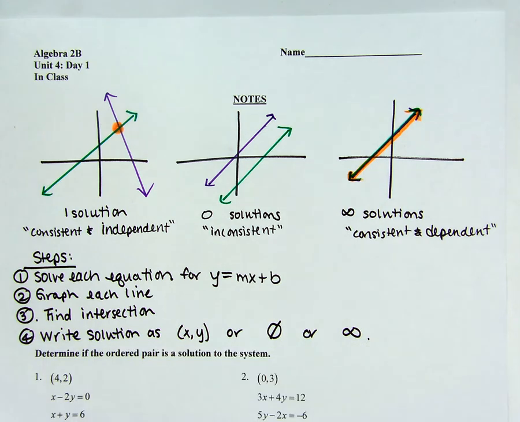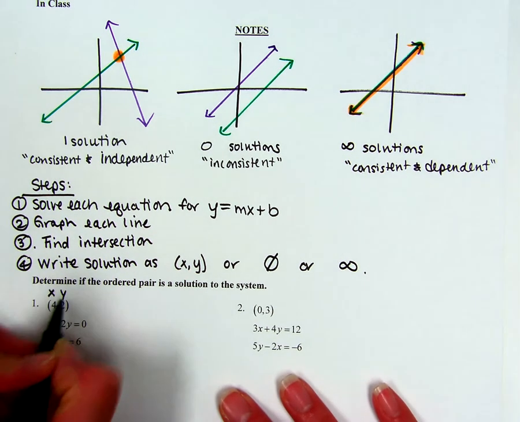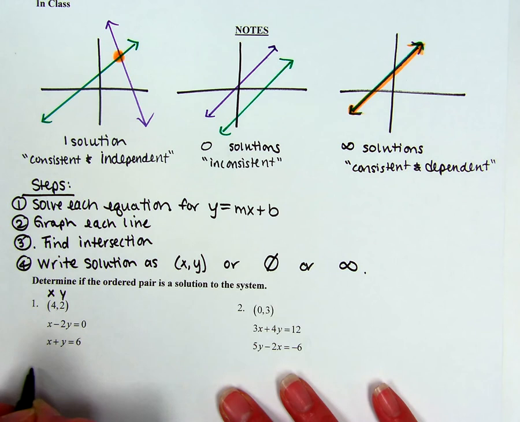All right, so for the first problem, it says determine if the ordered pair is a solution to the system. Solution means it has to work in both equations. So this ordered pair, 4, 2, my x is 4, my y is 2. I'm going to substitute it into each equation. So I have x minus 2y equals 0. And so 4 minus 2 times 2 equals 0. And then just do your order of operations. So 4 minus 4, that equals 0.